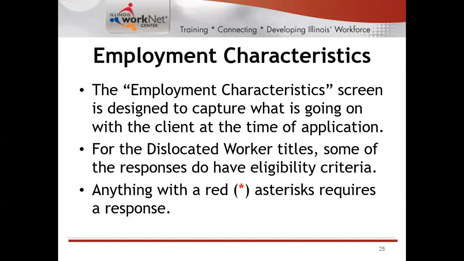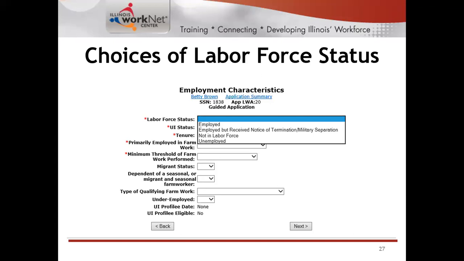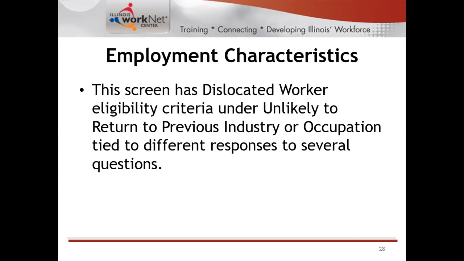The next screen we'll touch on is the employment characteristics screen. This screen hasn't changed. There's no new eligibility on it, but I wanted to cover it just because there are some questions I receive quite a bit about the different UI statuses. So we're going to talk about that with the pandemic unemployment versus the traditional UI. For the choices of labor status, this is for traditional dislocated worker eligibility. These choices come into play for criteria under the title of unlikely to return to previous industry or occupation. There's no logic for this new alternative criteria tied to the screen here.